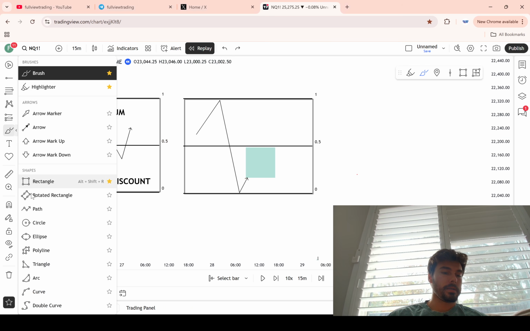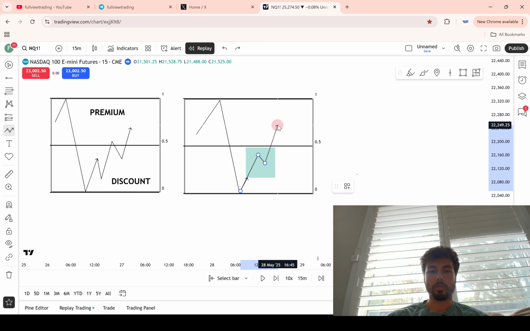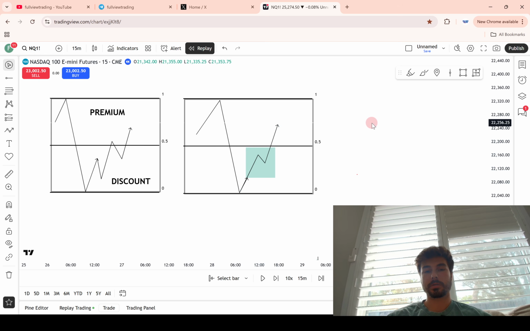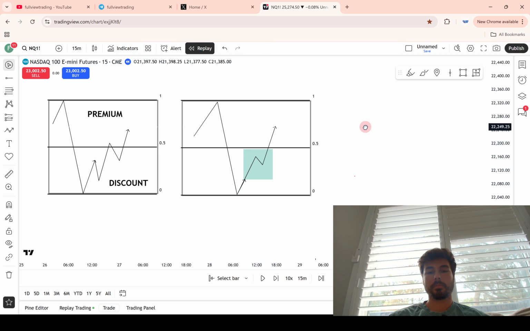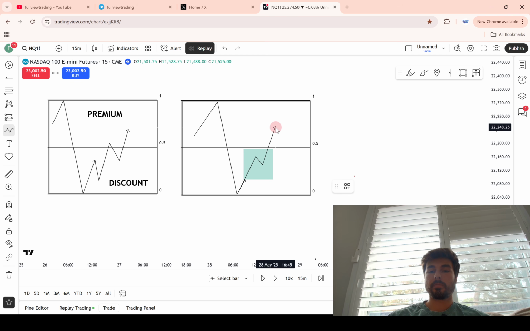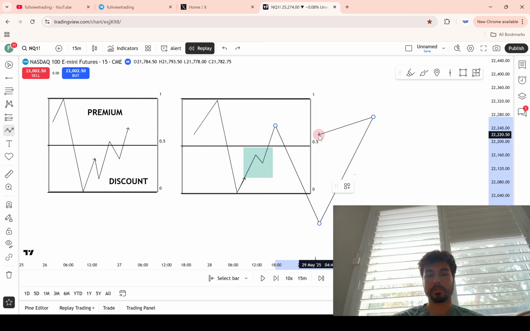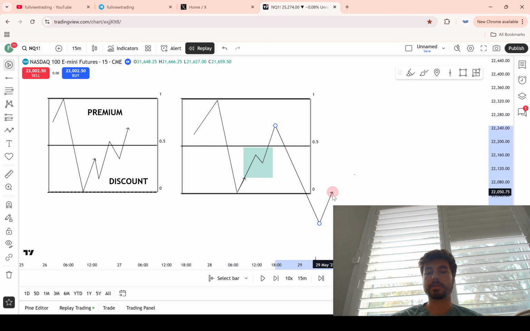All right, so let's say the market trades up here. What are you looking for? Shorts or longs? Shorts, right? Now, the market could do this. Let's reverse that. The market could go down like this.